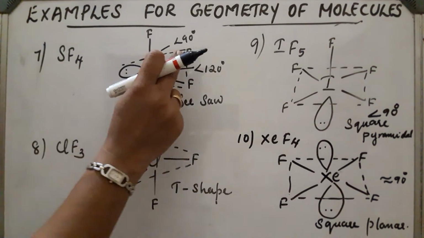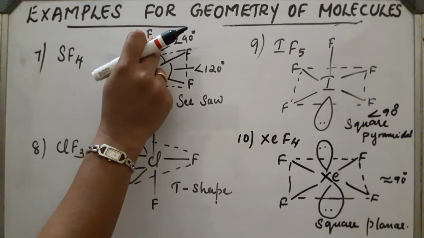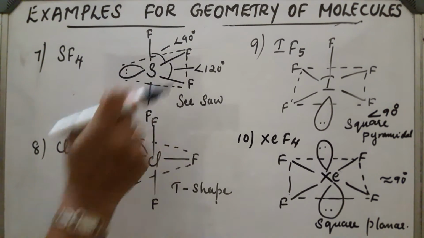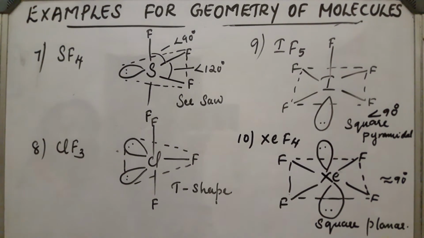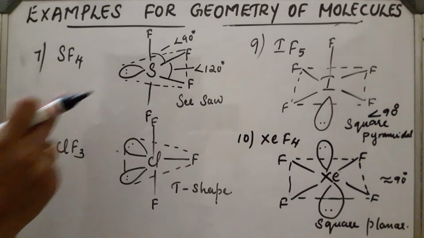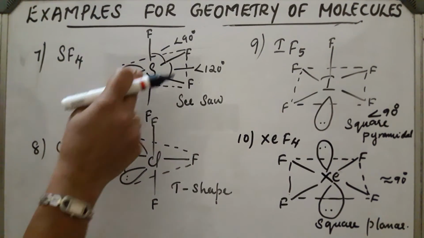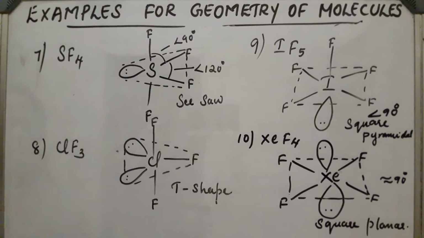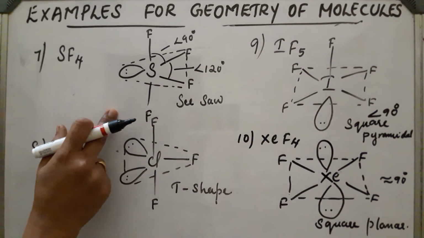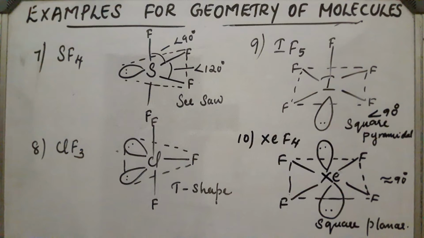So if F is here and we place the lone pair here, three lone pair-bond pair repulsions are possible. But if we keep it in the equatorial position, only two lone pair-bond pair repulsions are possible. So this is the most stable structure, and it is called the seesaw structure.